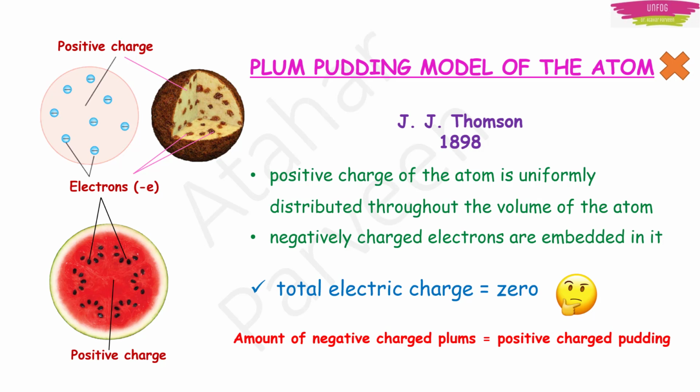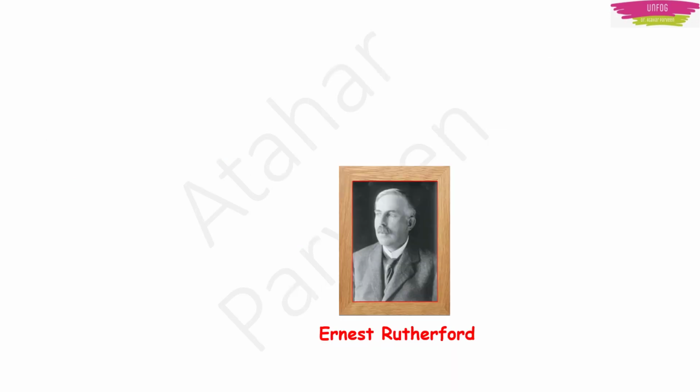So this drawback led to the failure of Thomson's plum pudding model. Next, his very own student Ernest Rutherford came up with a better atomic model.